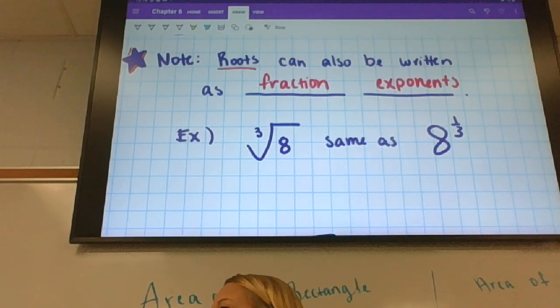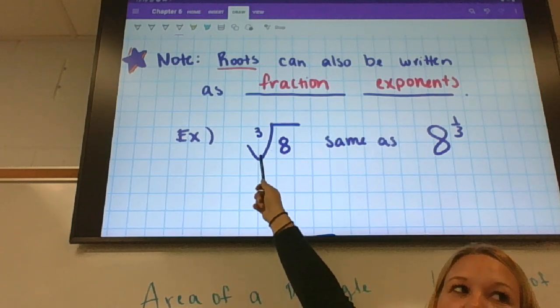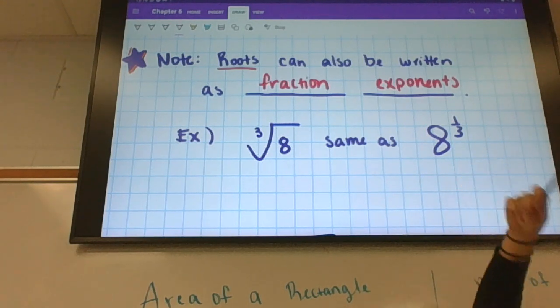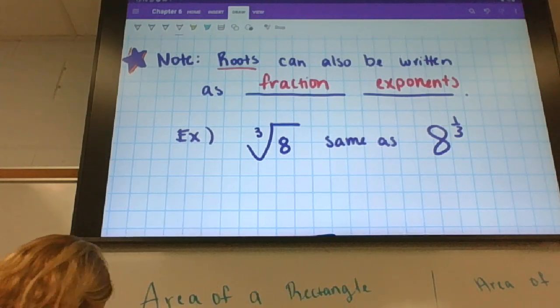So not only are there other types of roots, exponents can be fractions. Has anybody seen an exponent that's a fraction? No, it's your first day. Okay? Exponents can be fractions.